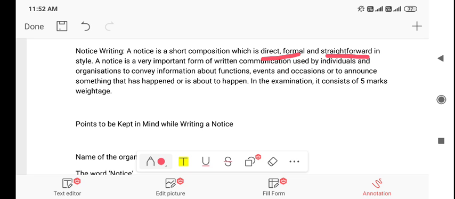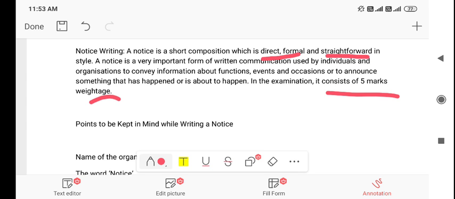Generally in the examination it consists of 5 marks. Generally 5 marks are asked in the examination. It can increase or decrease also, but in most cases it is of 5 marks.